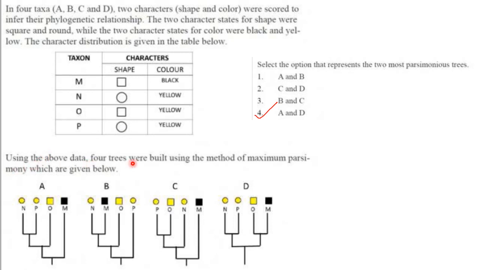Using the above data, 4 trees were built using the method of maximum parsimony, which are given below. Select the option that represents the most parsimonious tree. Now, what is a parsimonious tree? It is a tree with the fewest number of evolutionary changes. It will be the most parsimonious tree. So, out of these trees given here, which is the most parsimonious?